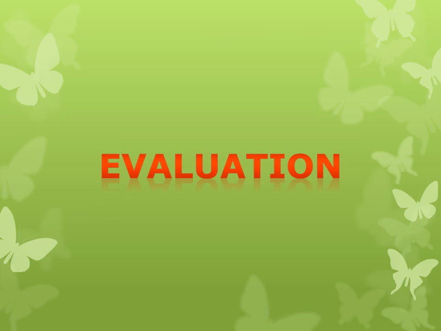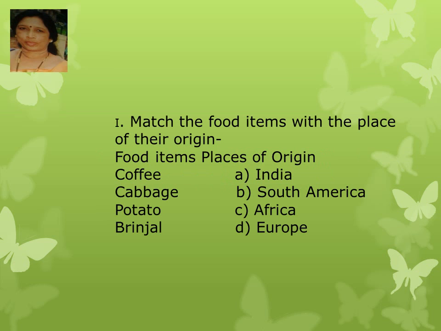Now let's proceed with the evaluation part. We need to evaluate ourselves, what we have learned, what we have seen, what we have listened, isn't it? Match the food items with the place of their origin. Food items and places of origin. Coffee, cabbage, potato, brinjal. India, South America, Africa, Europe. You need to match this. Just 5 seconds for you.